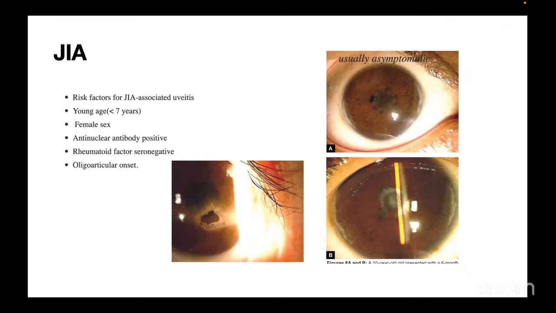Okay, sir. It's called uveitis with a white eye. Why is there no congestion? Because there is usually less reaction. Cells and flare are usually less. That's it, no irritation. That's why there is a white eye.